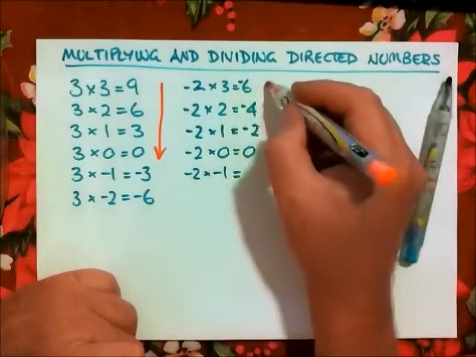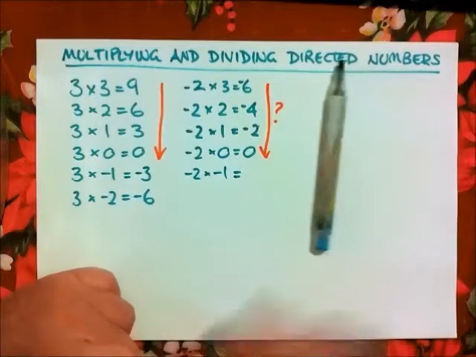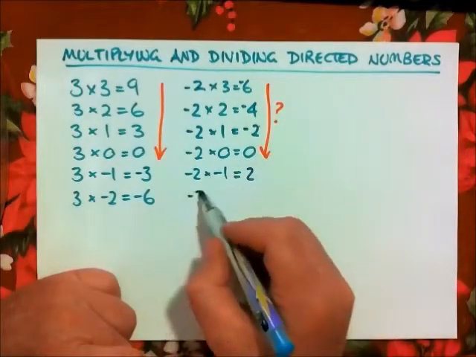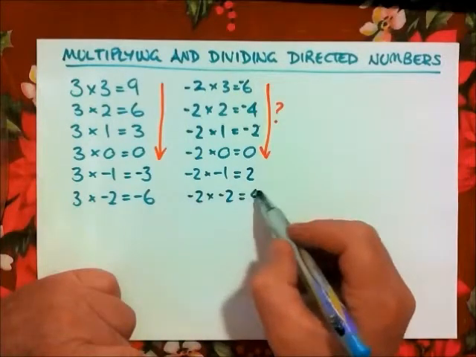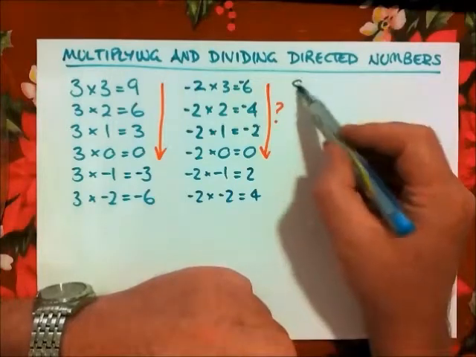So let's have a look at what the pattern is telling us. The answer is getting bigger by 2. So look, bigger by 2 again. A negative times a negative gives you a positive.